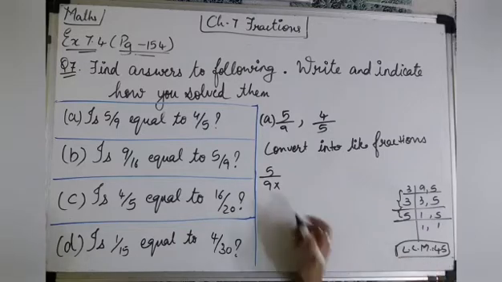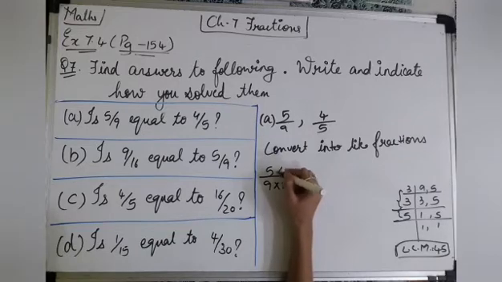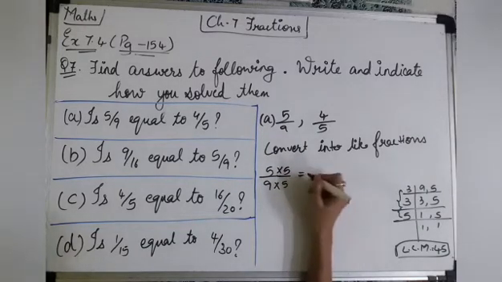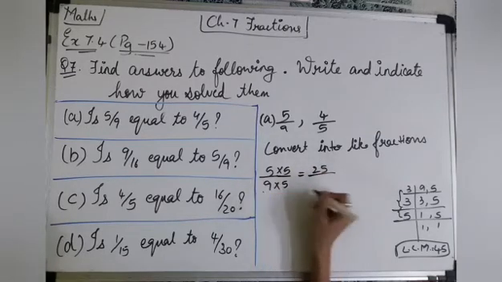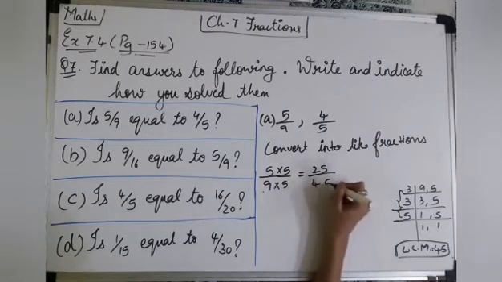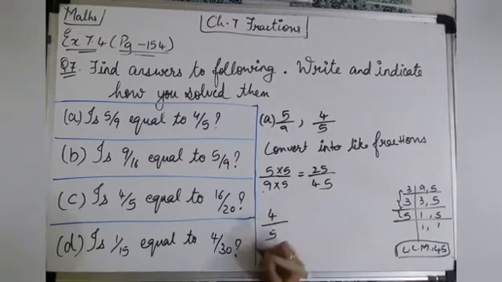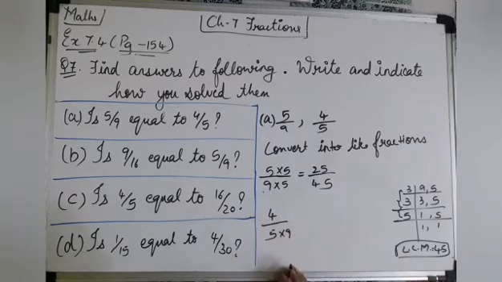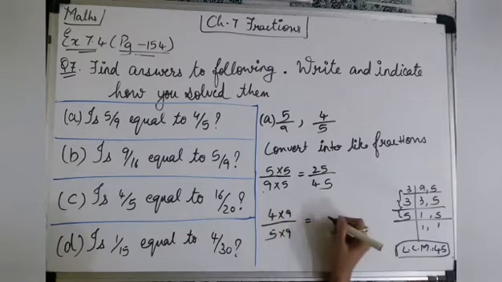Right? So 5 upon 9. We'll multiply by 5 to get 45 in the denominator. If we have multiplied the denominator by 5, I have to multiply the numerator also. So 5 5s are 25 and 9 5s are 45. Now 4 upon 5. By which number will I multiply to get 45? I have to multiply by 9. So in the numerator also I will multiply by 9. 4 9s are 36 and 5 9s are 45.